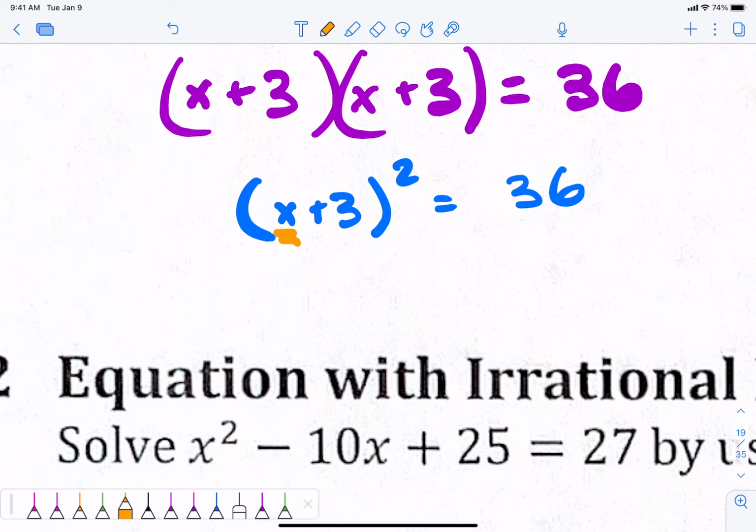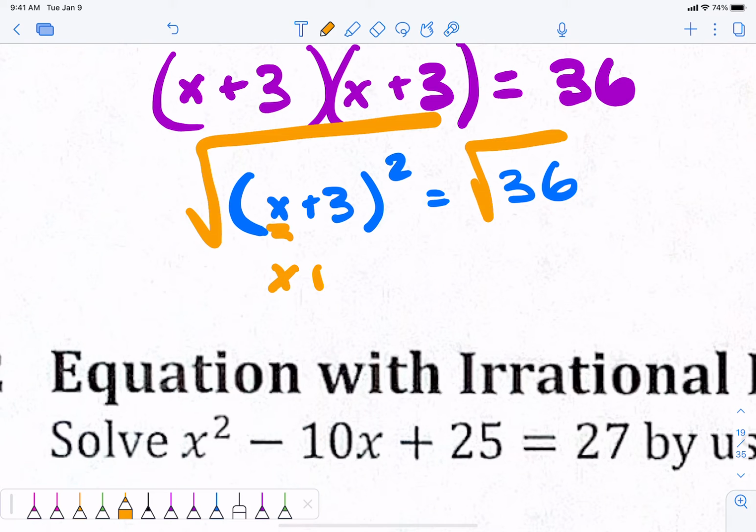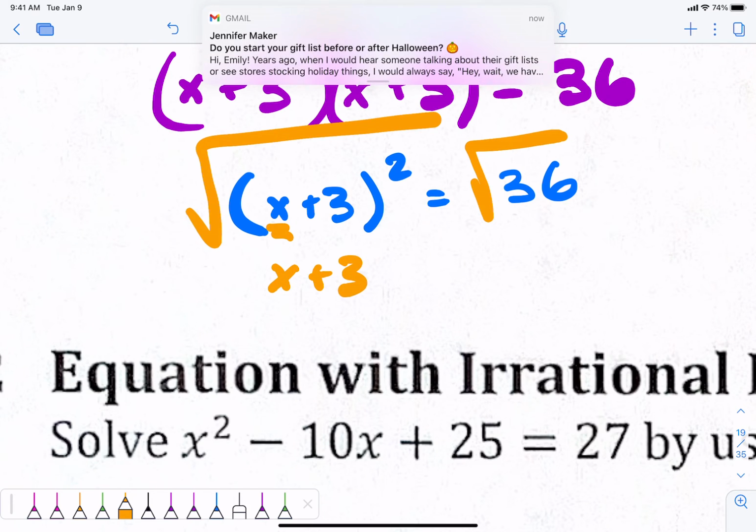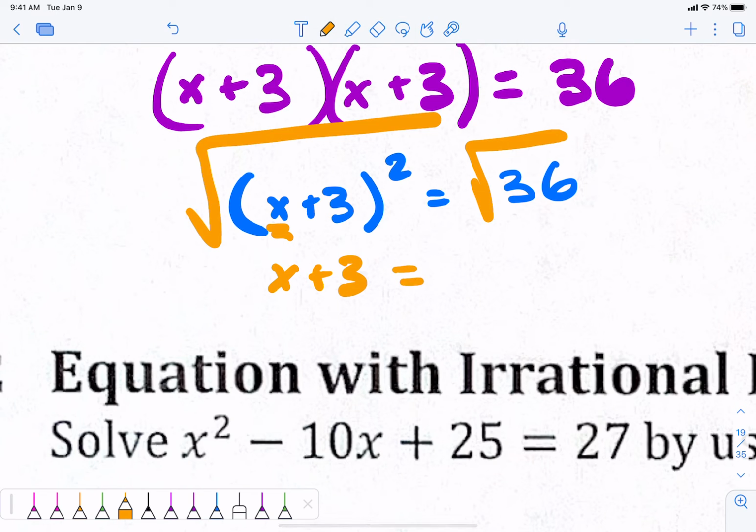You take the square root. The opposite of square is square root, right? You take the square root on both sides, okay? Now, the square root of something squared, this x plus 3 is just going to come out, right? The square root of something squared, that stuff in the middle just falls out. And then we have the square root of 36.